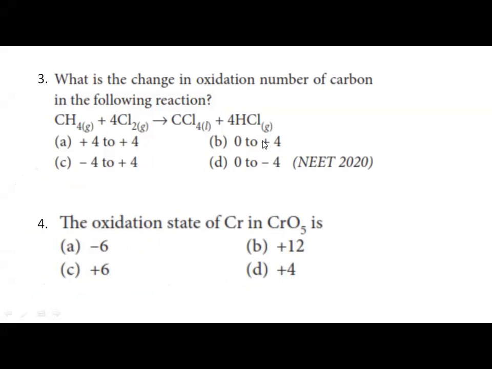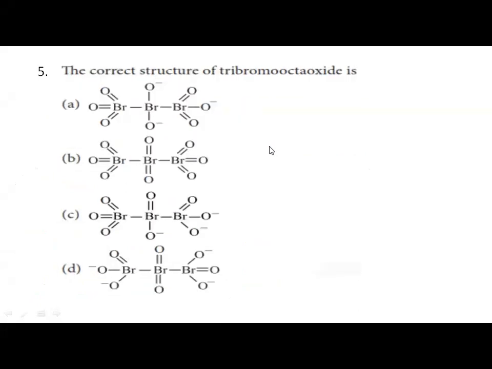So it is +6. Done. Next, the correct structure of tribromo octaoxide. Tribromo octaoxide. Okay, I'll show it here only.